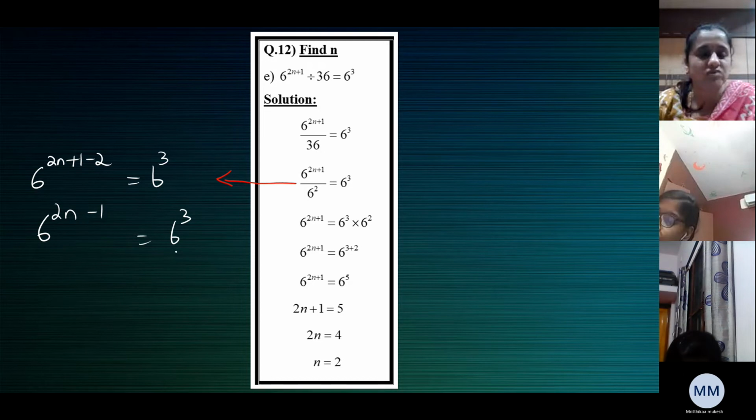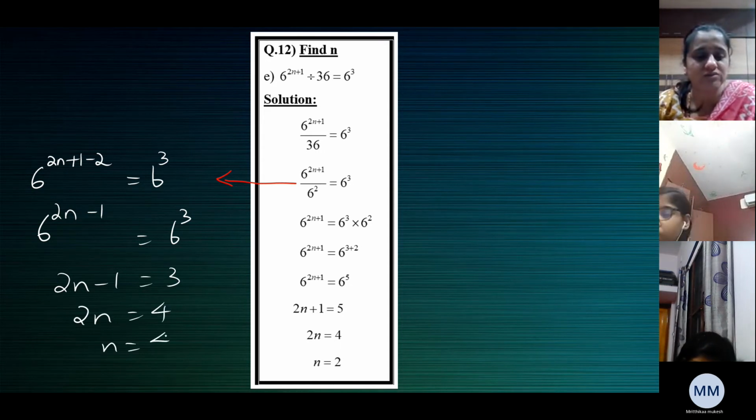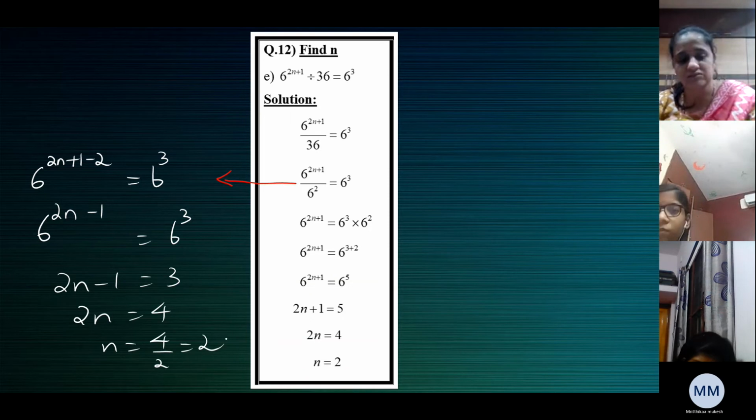Now bases are the same on both sides. So equating the powers, 2n minus 1 is equal to 3. 2n is equal to 4. n is equal to 4 by 2, which is 2. You can also solve it like this.